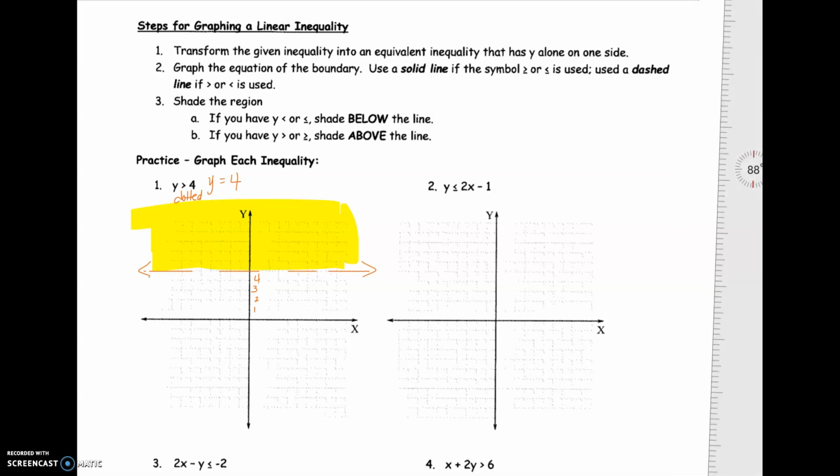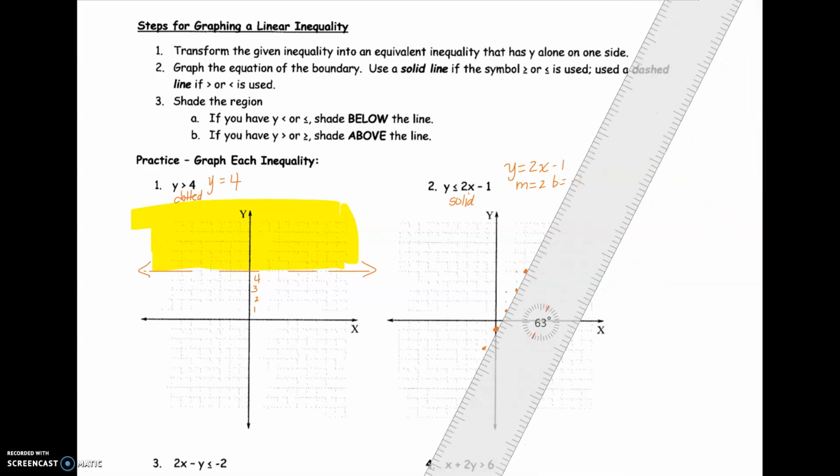Okay, y is less than or equal to 2x minus 1. Again, you think of this as an equation to graph the line. So that means the slope is 2 and the intercept is -1. I start at -1 on my y-axis. I go up 2 over 1, up 2 over 1. And you can do that a couple times. You can go down 2 and left 1. Okay. This is going to be a solid line. We know that because it's less than or equal to.